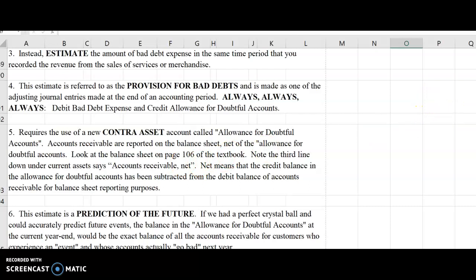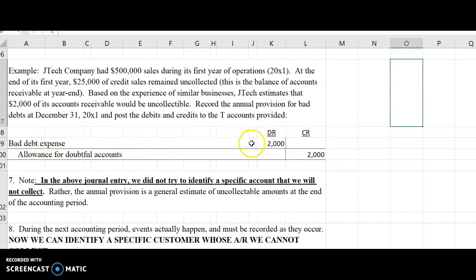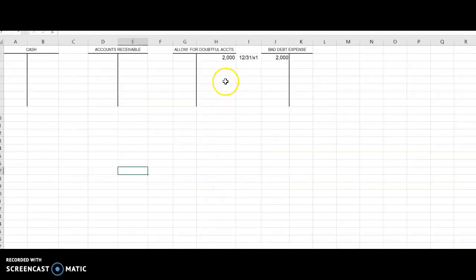We are recording the provision for bad debts, and always, always, always debit bad debt expense and credit the allowance for doubtful accounts. Therefore, the journal entry is debit bad debt expense $2,000, credit allowance for doubtful accounts $2,000, and when that debit and that credit are posted to the T accounts, it looks like this. December 31st, X1, debit bad debt expense, credit allowance for doubtful accounts.